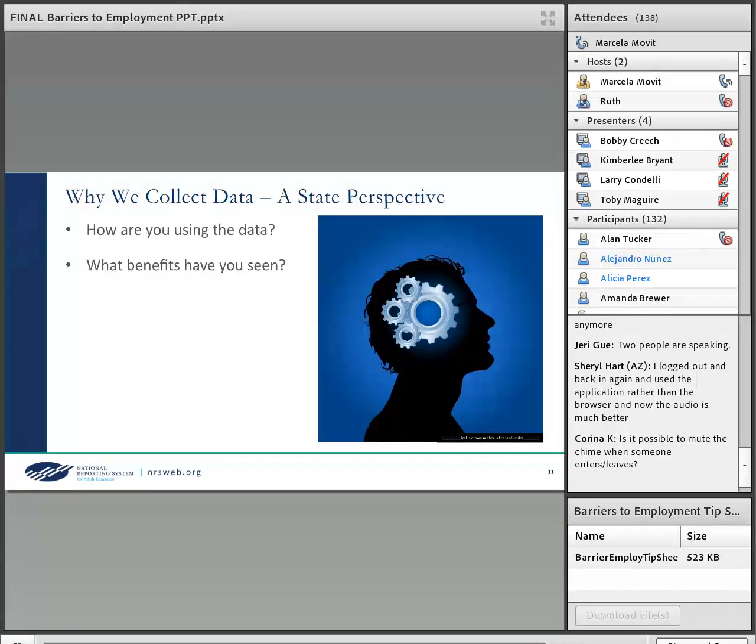So today we're going to be hearing, as we said, from Georgia and from Massachusetts. And so I'm going to ask Massachusetts if you could start us off by telling us a little bit about why you are collecting data. How are you using the data? What benefits have you seen? And you're going to need to unmute yourself again so that we can all hear you.